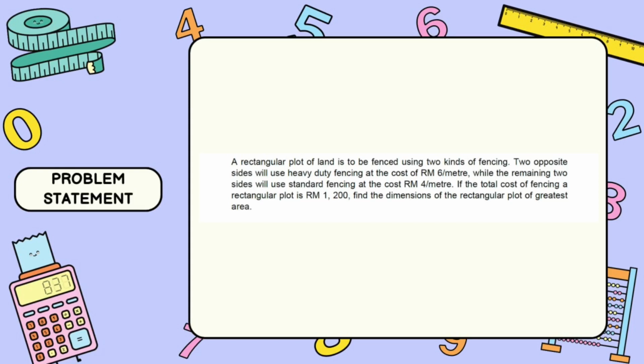A rectangular plot of land is to be fenced using 2 kinds of fencing. 2 opposite sides will use heavy-duty fencing at the cost of 6 ringgit per meter, while the remaining 2 sides will use standard fencing at the cost of 4 ringgit per meter. If the total cost of fencing the rectangular plot is 1,200, find the dimensions of the rectangular plot of the greatest area. Now we know the problem statement.